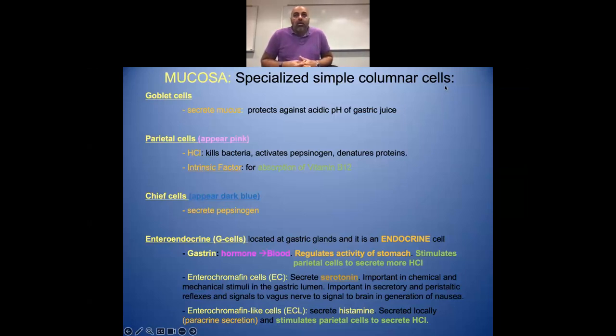Enterochromaffin cells, these release serotonin. So whenever you get nausea, it's not really because of your stomach. Your stomach is encountering something that it says should not be in your body. And so the enterochromaffin cells release serotonin. Serotonin goes to the brain, and the brain starts sending down the signal that you feel nauseous. And even starts the reverse peristalsis so you can vomit.